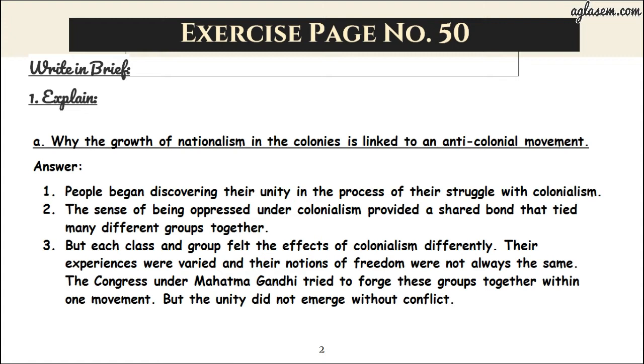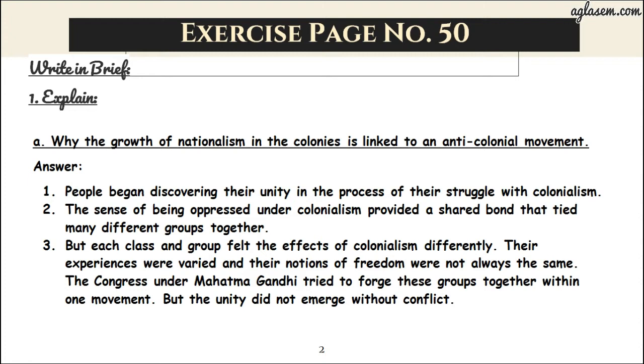So here question number 1 says explain, and the part A from question number 1 is why the growth of nationalism in the colonies is linked to an anti-colonial movement. So let's start with the answer part.